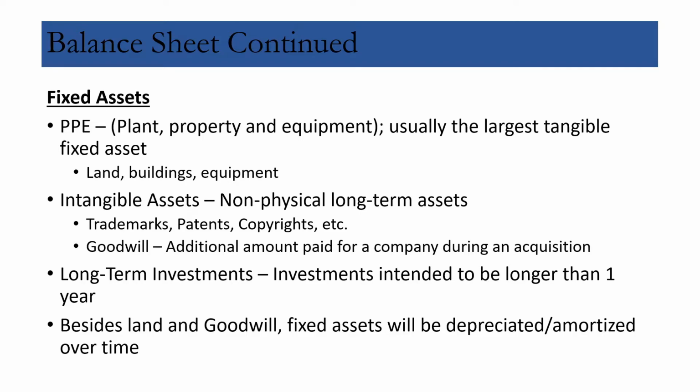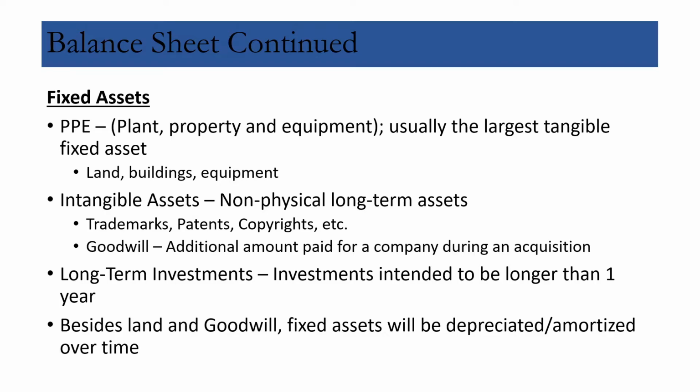Again, looking at intangible assets, this is kind of what we touched on earlier with amortization. So these are non-physical long-term assets. Now, when I say non-physical, that's things like trademarks, patents, copyrights. They're things that benefit us, but they are not actual physical things like equipment, for example, right? And there's also something called goodwill, which is the additional amount of money paid for a company during an acquisition. So if I were to buy a company and it's only valued at $100 million, let's say, and I buy it for $150 million, that difference, that $50 million, is going to be my goodwill.